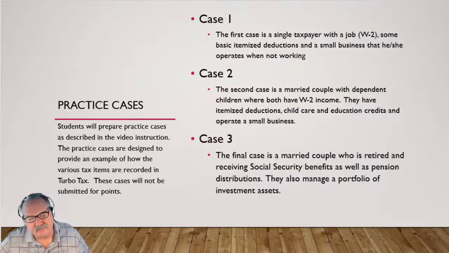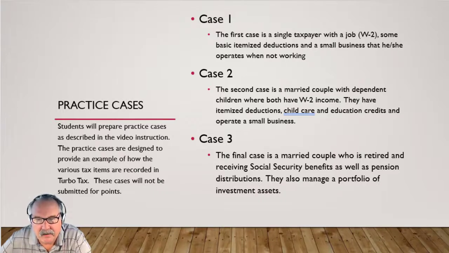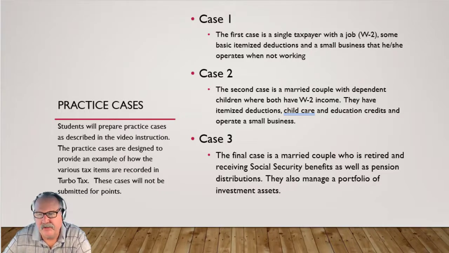So the cases, there's 3 cases. The first case is a simple taxpayer with a job and a small business, very basic stuff. The second case is a married couple with dependent children where they both have W-2 income. There's some itemized deductions, child care credits, education credits, more complicated, and they still operate a small business on the side. So we'll see how that works. And then case number 3 is a married couple, retired, they have Social Security benefits, they have a portfolio of investment assets that they trade and have capital gains and then dividend income and different kinds of things.